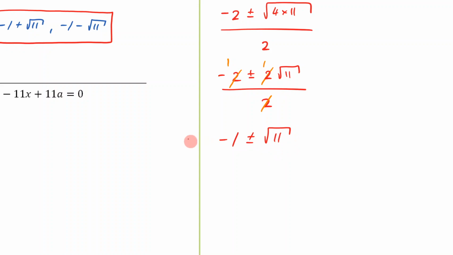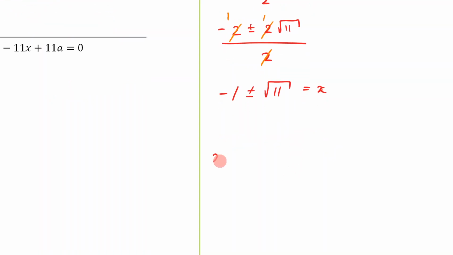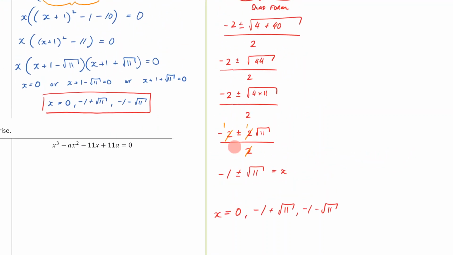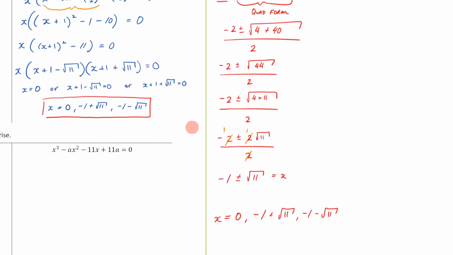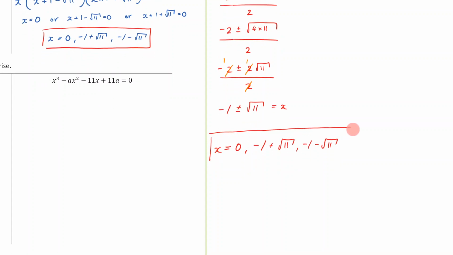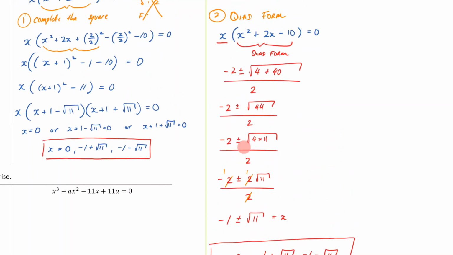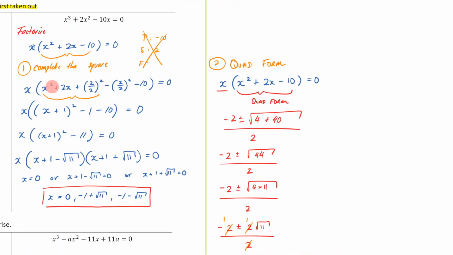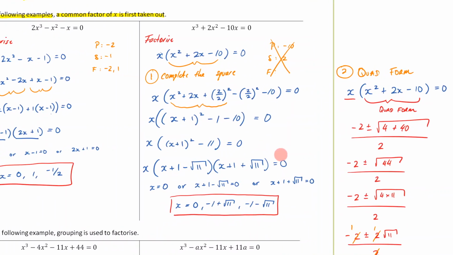And remember, this is what x is going to be equal to. So that means at the end of all of this, we know that x is going to be equal to 0, and we know it's going to be equal to -1 plus the square root of 11 and -1 minus the square root of 11. So that's how you'd use the quadratic formula to do this. So as you can see, you get the same answer as you did over here: 0, -1 plus the square root of 11, -1 minus the square root of 11. And that's how you would approach it. So pick your poison as to whether or not you like the quadratic formula version or complete the square version. But that's how you would do these questions here.